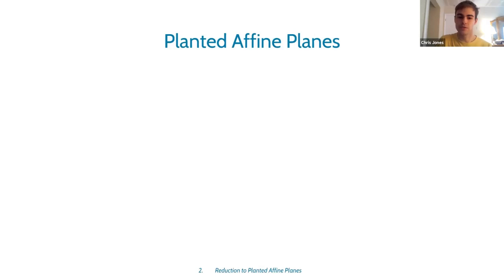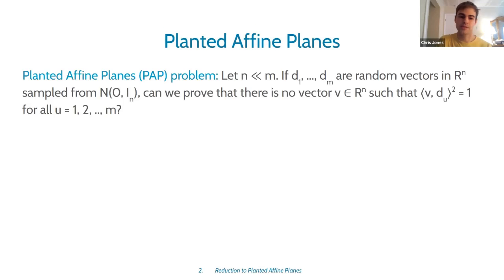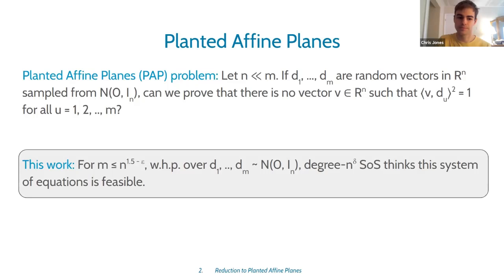So what's the method we use? We go through this other problem called planted affine planes, which I just want to define for you quickly. In the planted affine planes problem, it takes place in dimension n, and there are m random Gaussian vectors. It's a feasibility question. You need to check whether or not there's a vector v whose squared inner product with each of the random vectors is equal to 1. Geometrically, you're checking whether or not this vector lies in the intersection of a bunch of parallel planes to the input vectors.